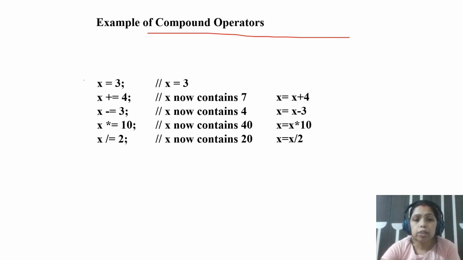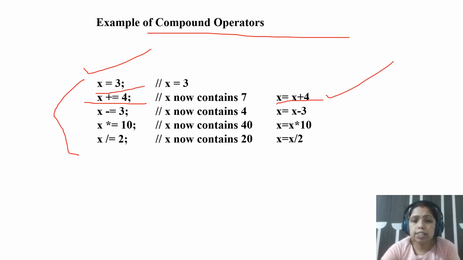Now here you can see x is equal to 3. You are storing the value 3 in x. Now if you write x plus equal to 4, what does it mean? What is the significance of this line, x plus equal to 4? What kind of operation will be done by this line? This is x is equal to x plus 4.